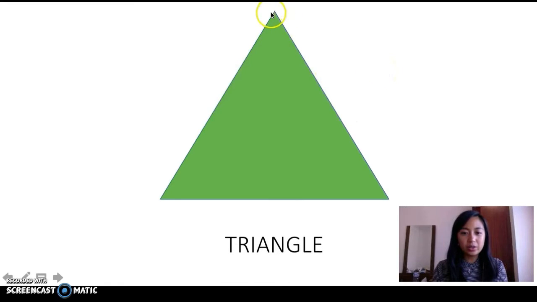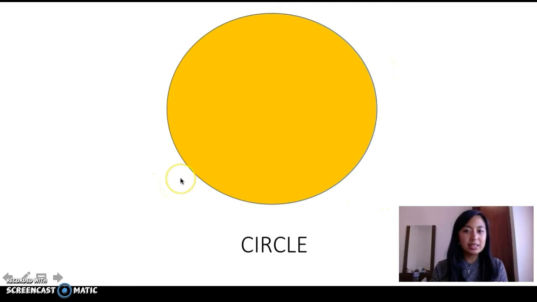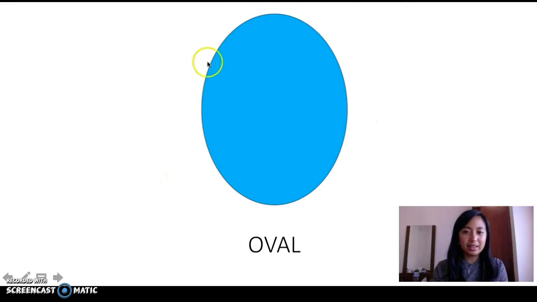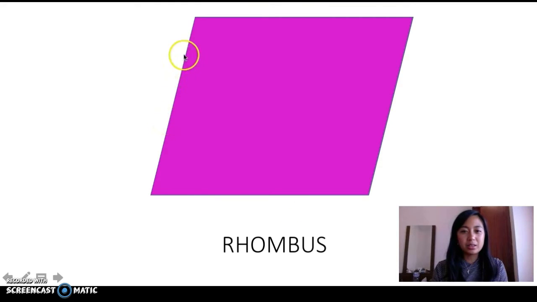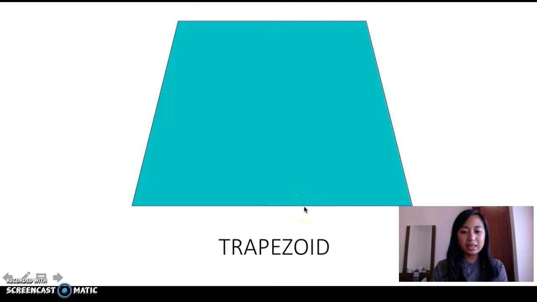Next is the triangle, so the 3 sides there. Next is the circle, that's a circle. And then the oval, so it's a skinny version of the circle. Next we have the rhombus, so it's like a square but it's tilted this way. This is the rhombus. Next we have the trapezoid. So the trapezoid is like a square but becomes thinner towards the top.